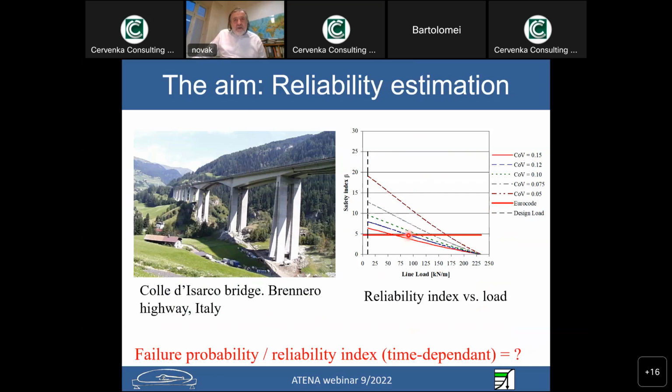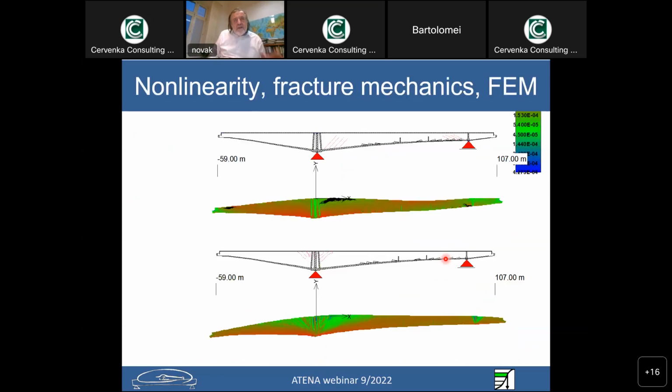And failure probability, or reliability index, is actually time dependent, and to get such a picture, we have to work with several things. Of course, the first dominating thing is to have a really good computational model, which in this case was the model in ATENA, and you can see the failure of the bridge due to uncertainties. It failed approximately 60% in bending, 40% in shear, and it was the influence of uncertainty. So a good computational model is needed. There was here a lot of restricting strength, etc.